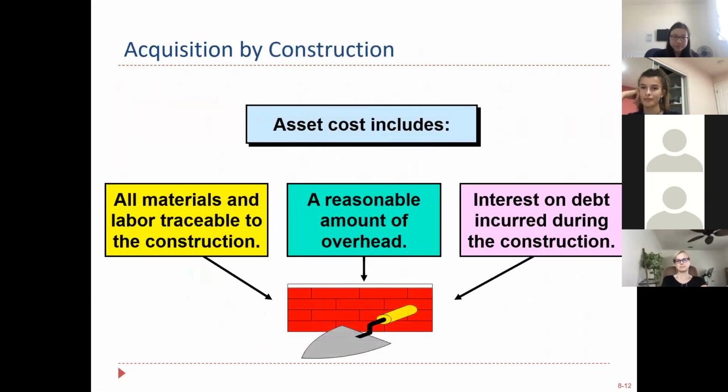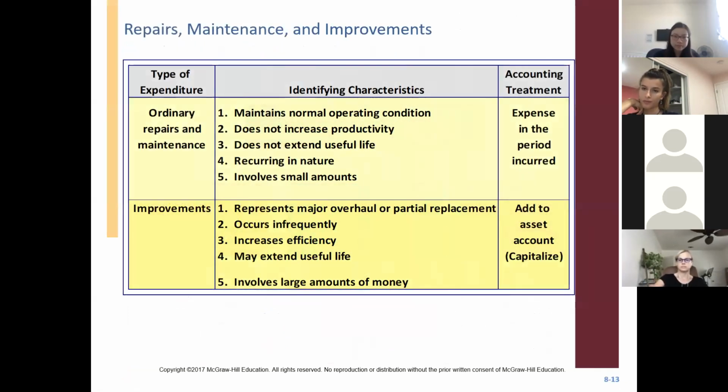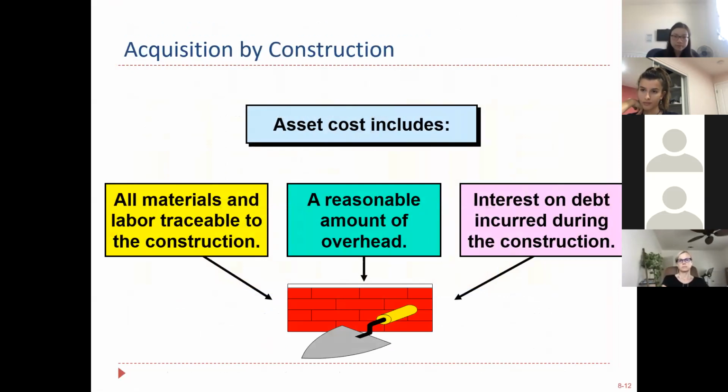We can also build the asset ourselves. If we build our own assets, all the material, labor, overhead, and the interest during construction would go to the cost of that item. I doubt this will be anything on your test. It's just a note. Southwest wants to buy a plane from Boeing, they find out it's too expensive, so they say we'll build our own plane. That's kind of what they're talking about there.